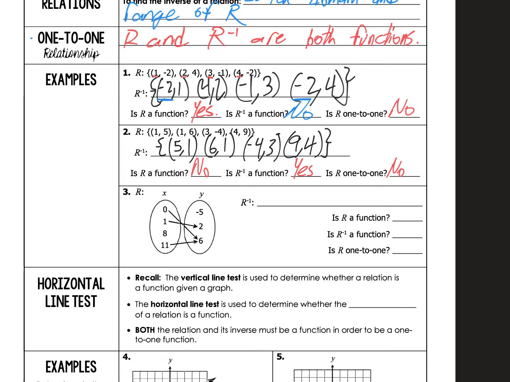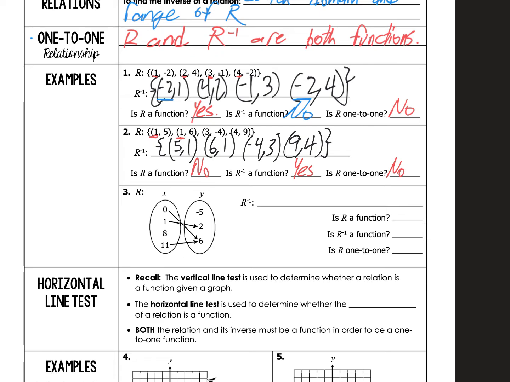Okay, guys, so I'm hoping that now you've gotten that your inverse is (5, 1), (6, 1), (-4, 3), (9, 4), and you can see, hey, is R a function? Absolutely not, because we've got that one duplicate right there. So R is not a function. The inverse, however, is a function. Okay, the inverse has all unique x's, so we're good on that, but still not one to one because it is not going to have those matching pieces.